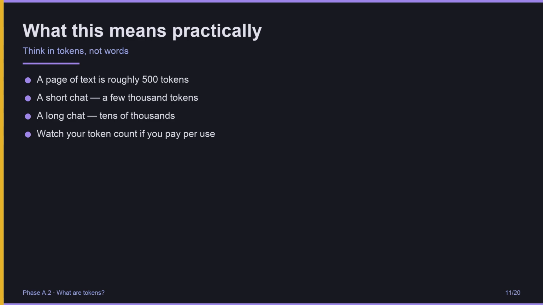If you pay per use, you should watch your token count. Many providers show it in the interface. If you are on a flat rate plan, tokens still matter for speed, because more tokens means slower responses.